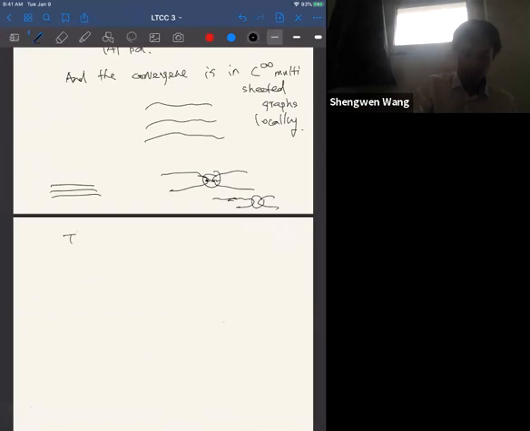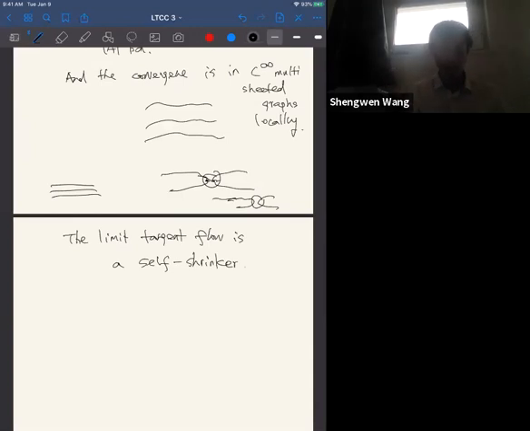So the limit tangent flow is a self-shrinker. The difference is really just whether you have smooth convergence or just convergence as measures, the type 1 singularity or type 2 singularities.